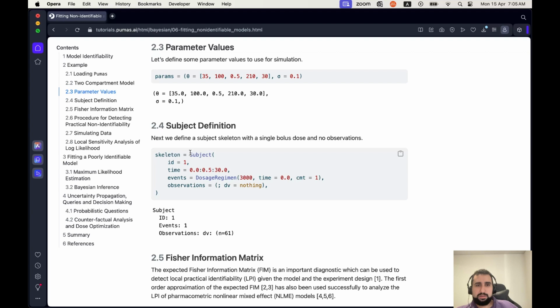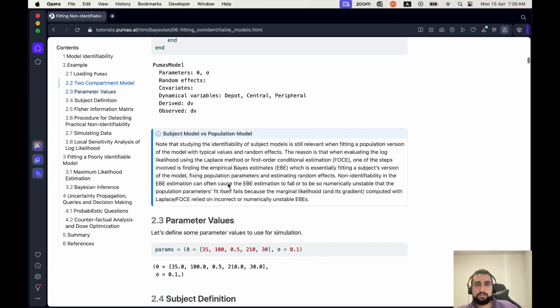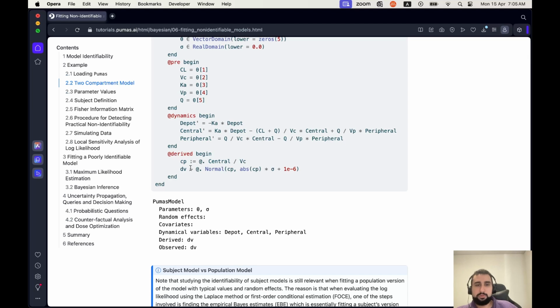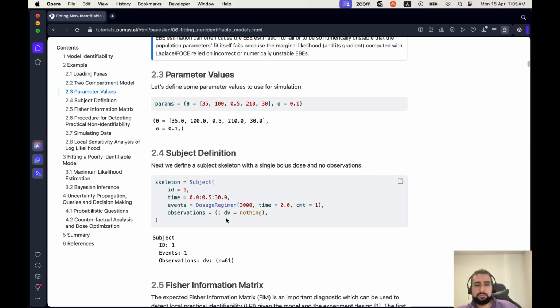Basically, I'm going to call this a skeleton subject. The reason is that it doesn't really have any observations, as you see here: dv equals nothing. What that means is that we acknowledge that there is a variable called dv in the model, so we want to make this subject compatible with our model. Our model assumes that the derived variable dv is the observed quantity here. We acknowledge that this subject has an observation variable dv, but we don't have a value for it yet, so we give it a value of nothing. Now we're going to use that skeleton to simulate values. This is how you write a skeleton subject in Pumas.